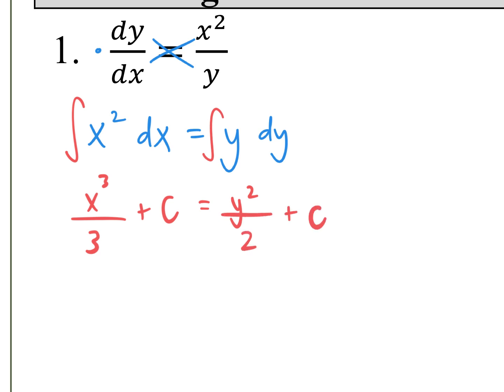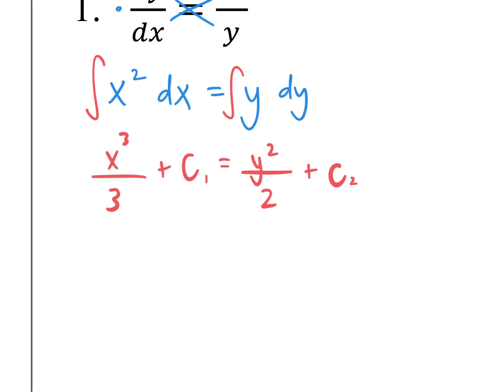Okay, again, these C's are not just going to cancel out. If I move one C to the other side, that just combines it and makes it a different constant technically. So technically this is like constant 1, constant 2. This next constant would be constant 3. They're all different. None of them are the same.